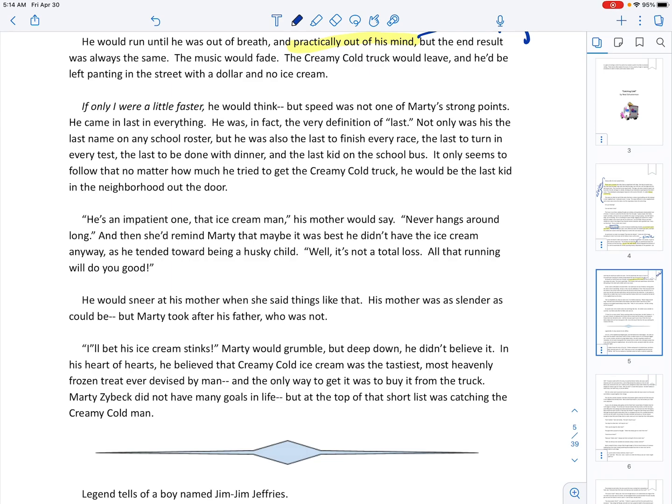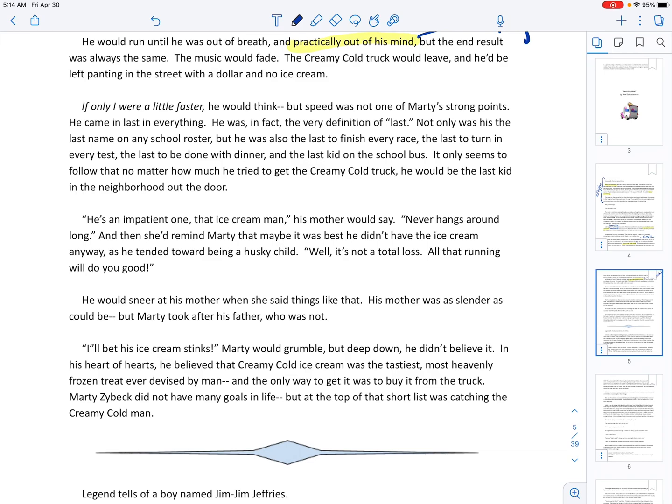"He's an impatient one, that ice cream man," his mother would say. "Never hangs around long." And then she'd remind Marty that maybe it was best he didn't have the ice cream anyway, as he tended towards being a husky child. Well, it's not a total loss. All that running will do you good.